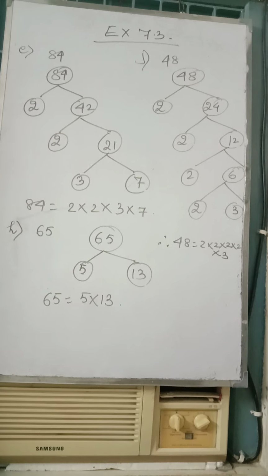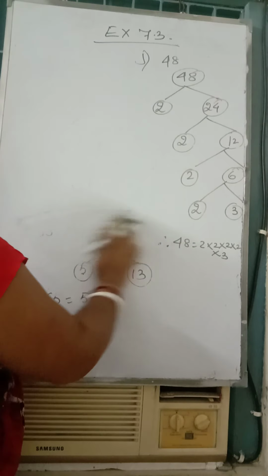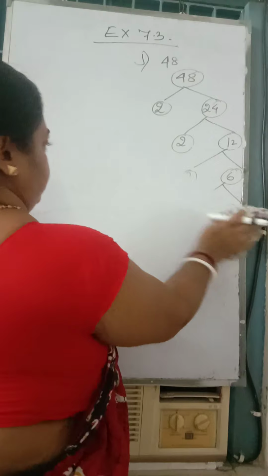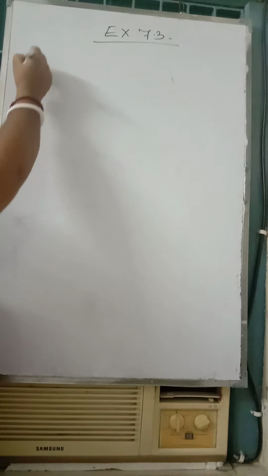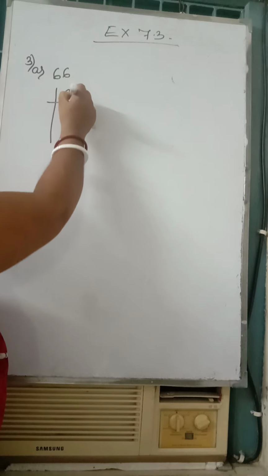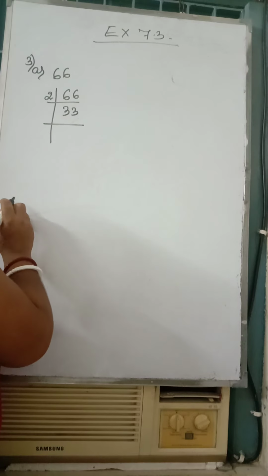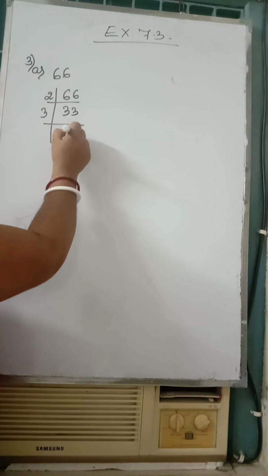Number 3, you have to get the prime factorization by the division method. Here you have to divide the number and then write the prime factorization. So let us see question number 3 now from exercise 7.3. So we'll start dividing 66. Ones place 6, so it is divisible by 2: 33. Now it is not divisible by 2. Now it is divisible by 3: 11. 11 is a prime number.